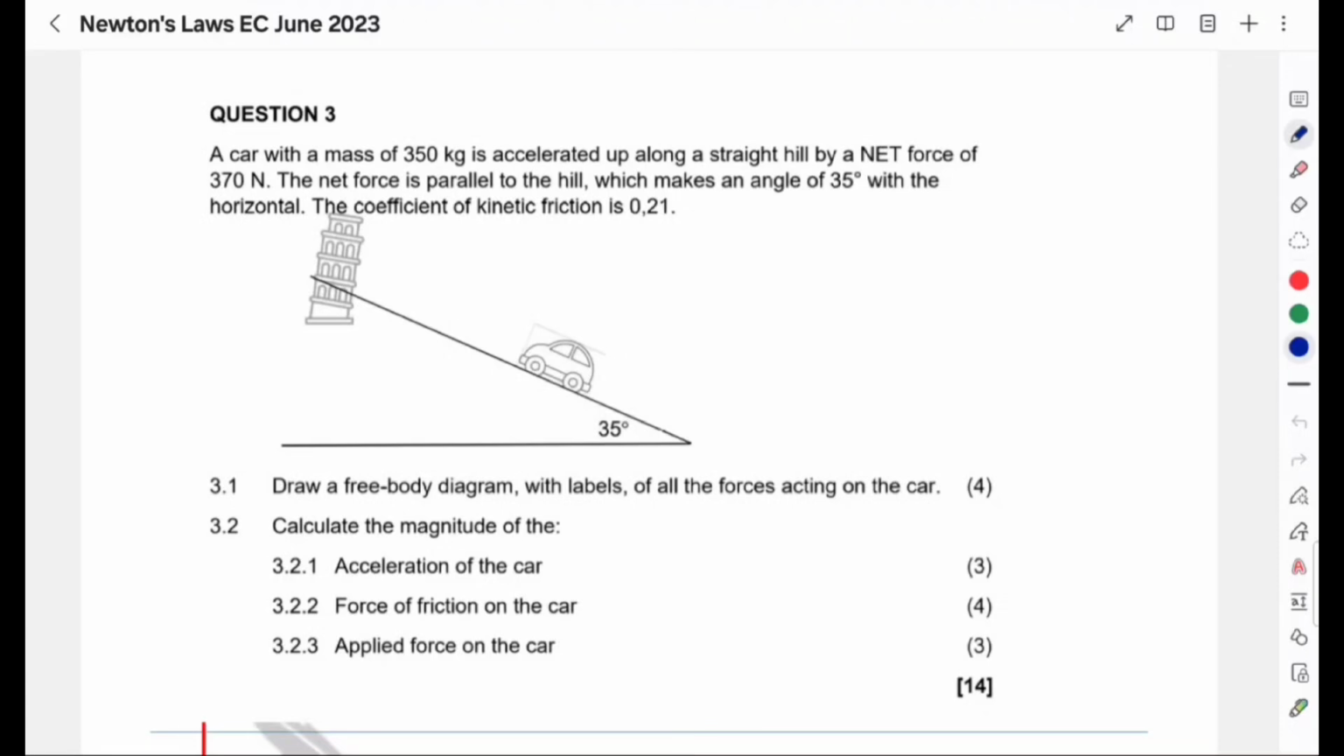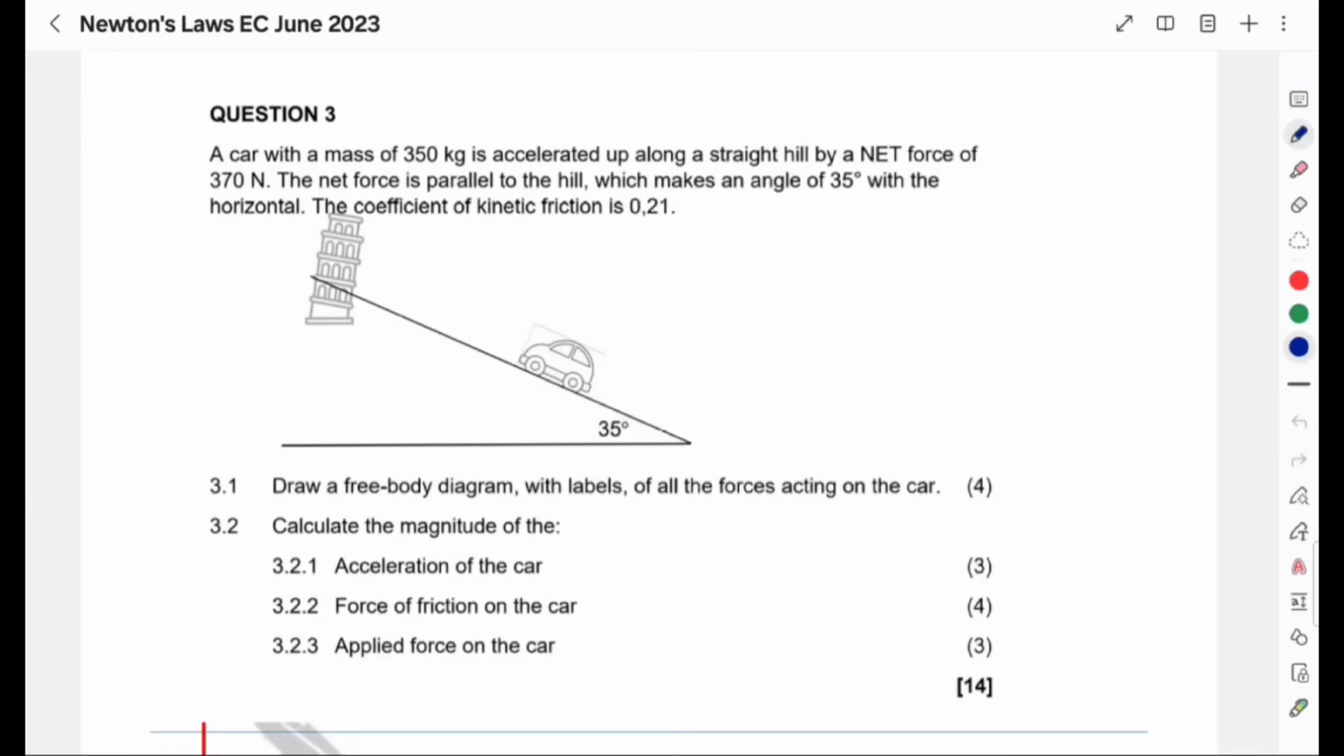If the car is moving up the incline, kinetic frictional force will be acting down the incline. Kinetic friction always acts in the opposite direction to the motion of the object. The net force is parallel to the hill, which makes an angle of 35 degrees with the horizontal. The coefficient of kinetic friction is 0.21. Question 3.1. Draw a free body diagram with labels of all the forces acting on the car.